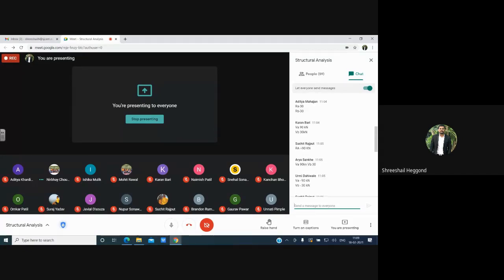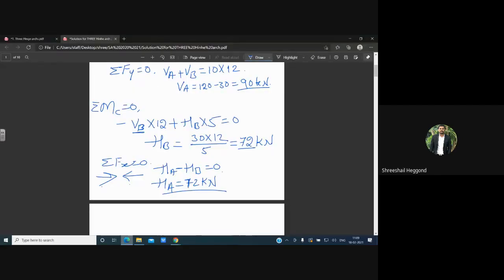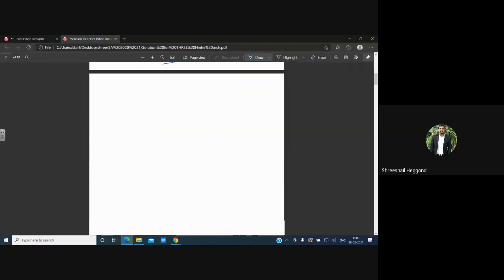Once you are done with this one, you need to find out moment about two different spans, that is AC as well as BC. Okay, or calculate those values. Considering a section in between at particular distance. We don't know what is the distance.